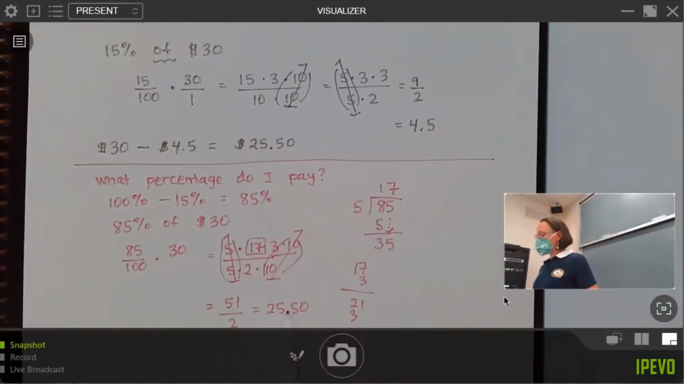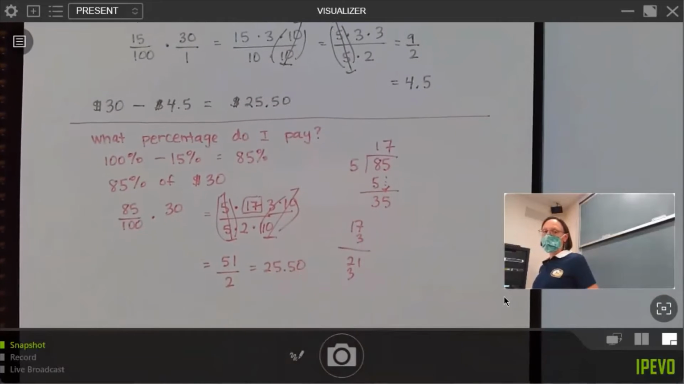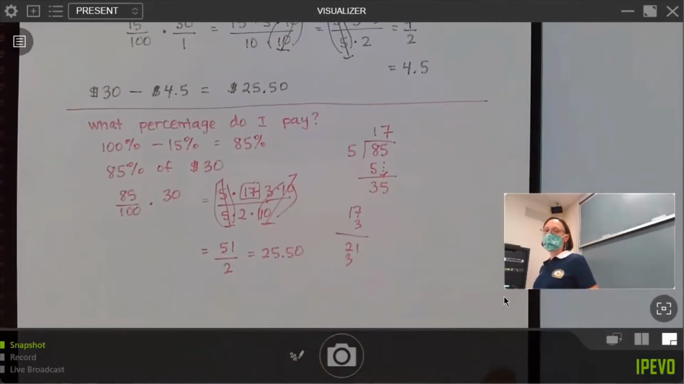To get from here to here, that very last step. Yeah, like the 30 minus like the 4.5. Like on the calculator, obviously I can see it from there, but like me trying to do it in my head. Oh yeah, totally.